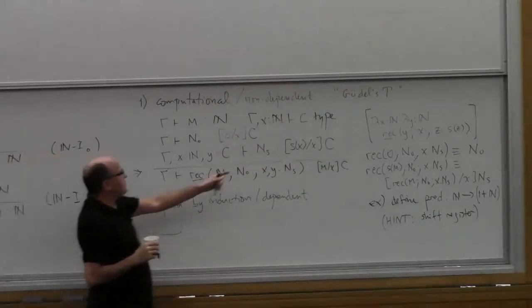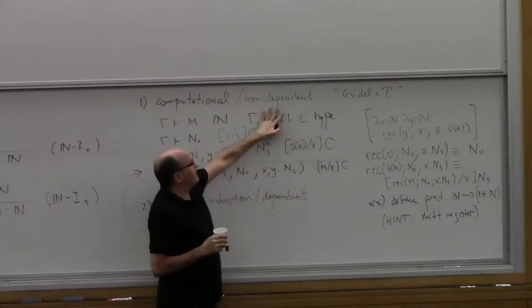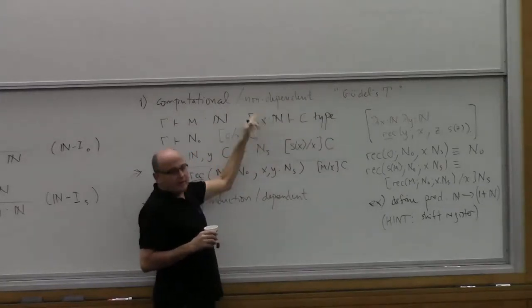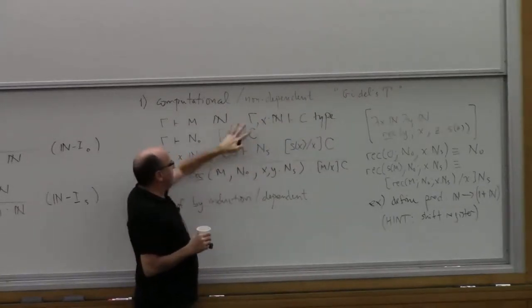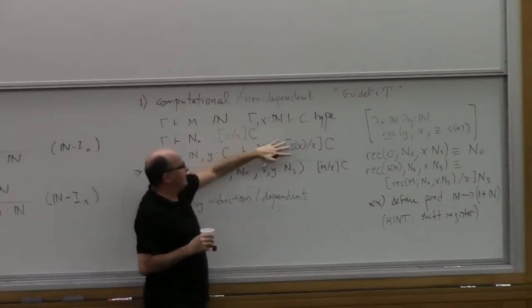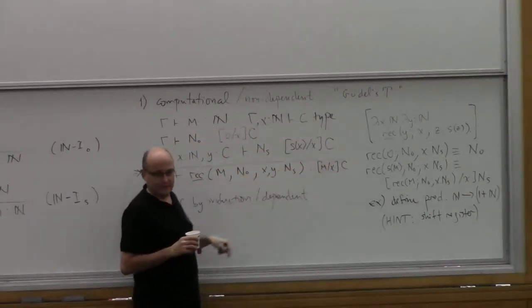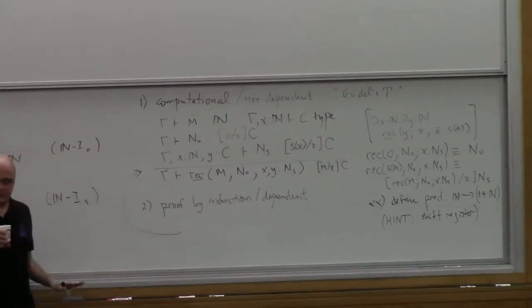Notice that I can choose C to depend vacuously on X. And then I recover everything I did before, because the substitutions are then vacuous, and I get back the original computation rule. So it's a strict generalization.